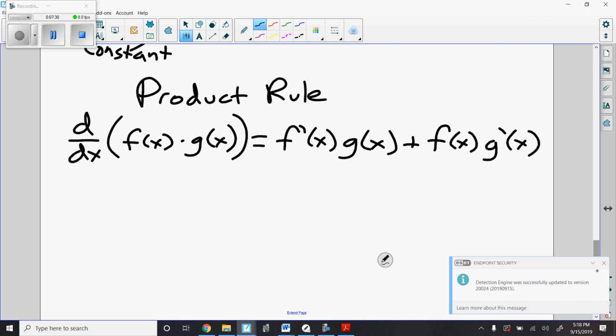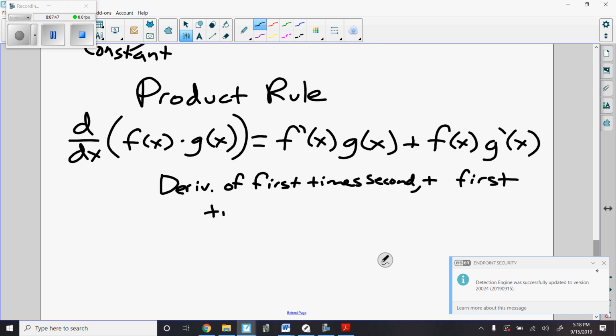Okay. In words, derivative of first times second plus first times derivative of second. Okay, let's apply this to a function that is a product of two other functions. I'll do two examples here.